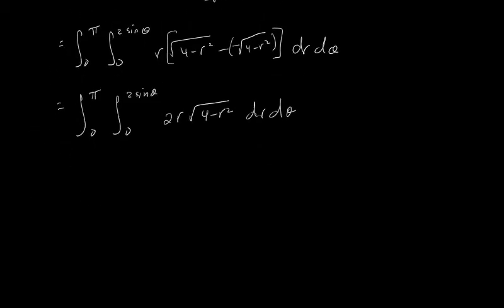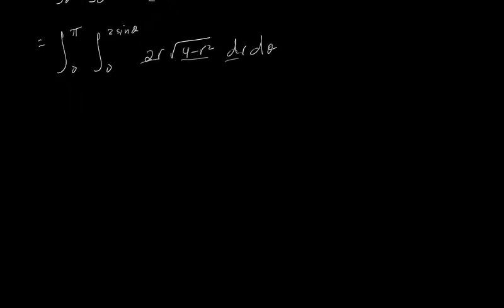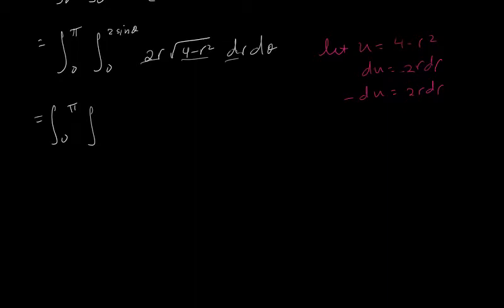I was going to pull the 2 out, but then it dawned on me that I'm going to do a u substitution with 4 minus r squared, giving 2r dr. So that's the next step. Let u equal 4 minus r squared, then du is equal to negative 2r dr, so negative du is equal to 2r dr, and we have our substitution. So this is our integral from 0 to pi of our integral from 0 to 2 sine theta. I can change the boundaries, and it wouldn't hurt anything.